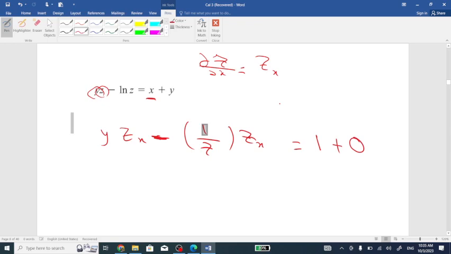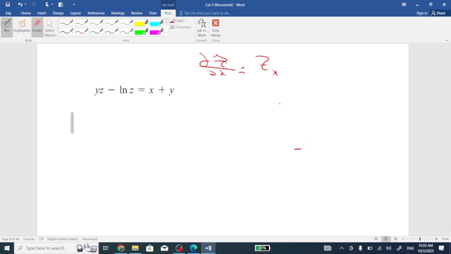I'm going to repeat it. Okay, so forget about z prime and things. Tell me about the derivative of the left side and the right side. Equal to what? By x, 1, 0. Clear?